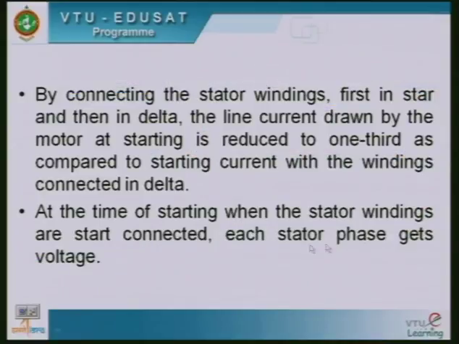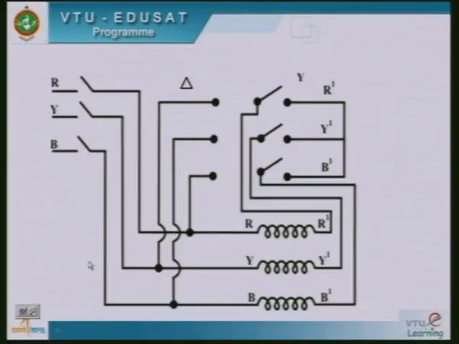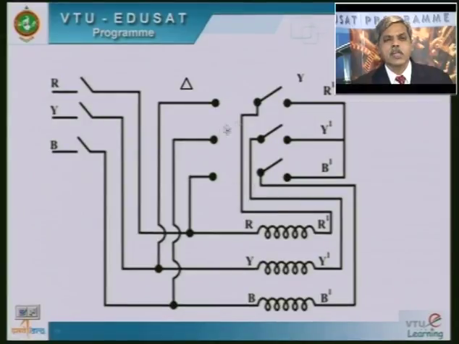See, at the time of starting, when the stator windings are connected in star, each stator phase gets a reduced voltage. So, this is where you have used the star delta connection. No additional components will be involved, just a changeover switch from star to delta. This can be made automatic, or you can also use a manual operation for changing from star to delta.